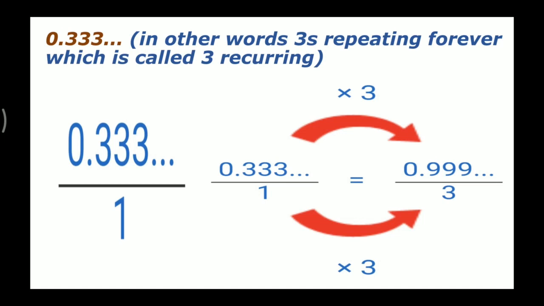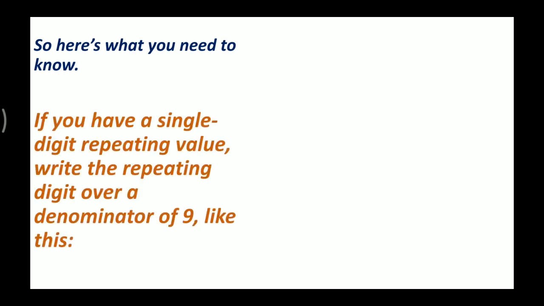Can you solve this further? In order to solve this further, you need to know what is 0.999 repeating forever, right? Well, we'll see what is 0.999 recurring. We have a very simple solution to convert such type of recurring decimals to fractions. So here's what you need to know. If you have a single digit repeating value, write the repeating digit over a denominator of 9 like this.